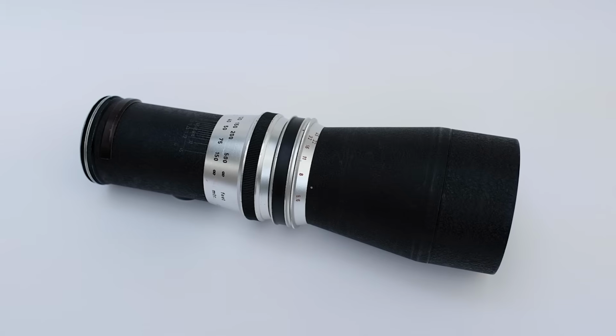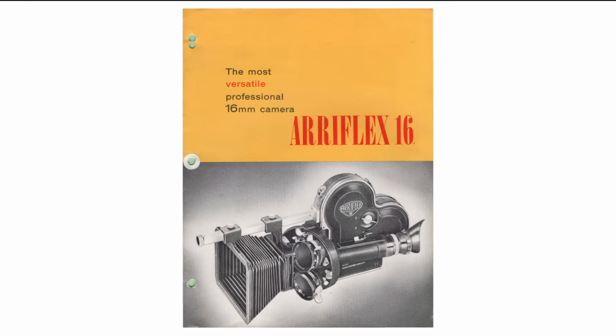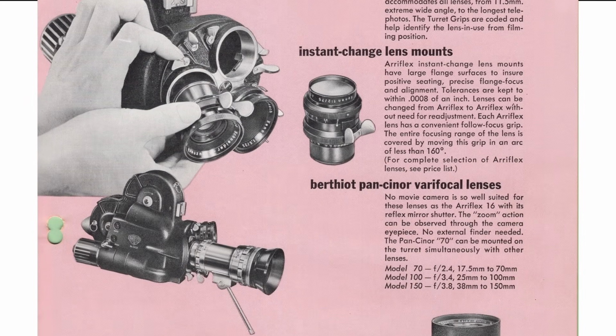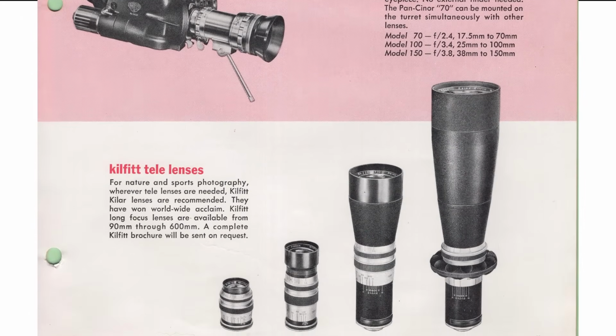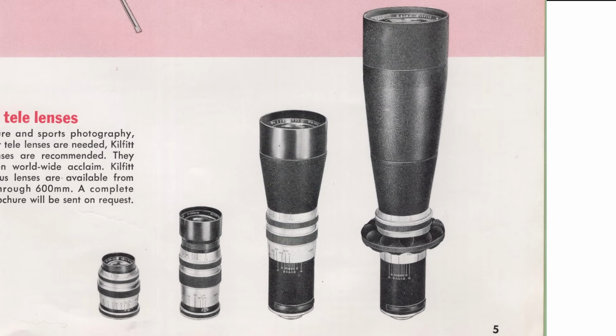Now, these are all the adapters I've acquired over the years, and so for example this is the Kizex adapter, which came attached to the first lens I bought, and it adapts these lenses for use on Arriflex 16mm cameras. And actually I was looking through this Arriflex brochure from 1957, and found this advert for Kilfitt lenses, and you can see my 400mm lens there in the middle.